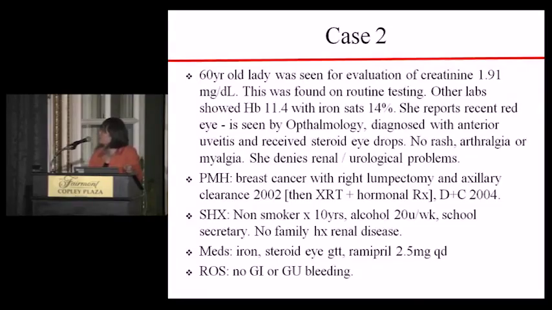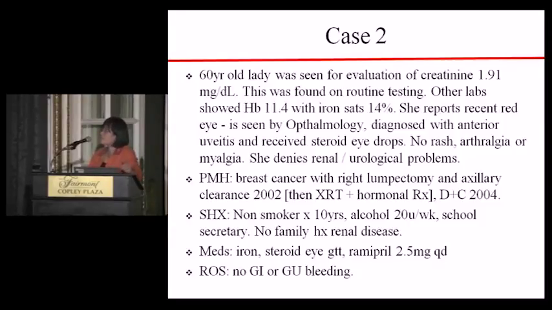This is the second case. A 60-year-old lady was seen for evaluation of creatinine 1.91 milligram per deciliter. This was found on routine testing. Other labs show hemoglobin 11.4 with iron saturation 14%. She reported a recent red eye and was seen by ophthalmology, diagnosed with anterior uveitis, and received steroid eye drops. She has no rash, no arthralgia, no myalgia. She denies renal or urological problems.